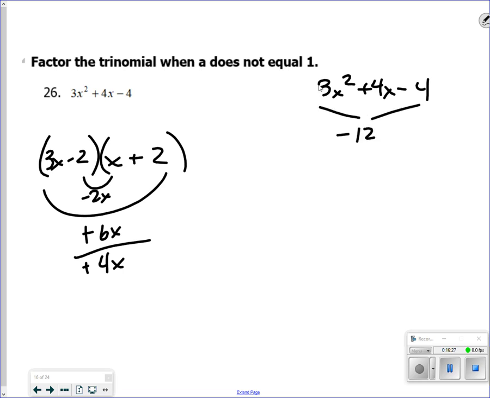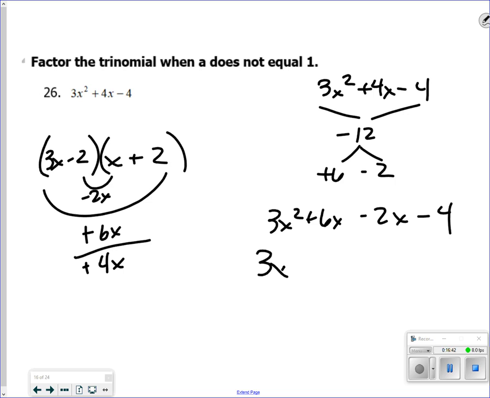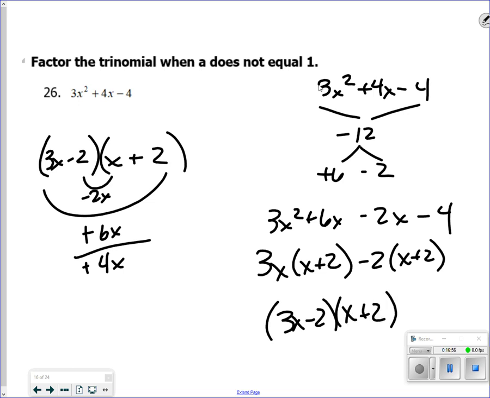This way, I'm going to multiply the two numbers together. Factors of negative 12 that add up to positive 4 would be positive 6 and negative 2. Rewrite the question. Take the GCF of the first two, GCF of the second two, group the GCF, and keep what's the same.